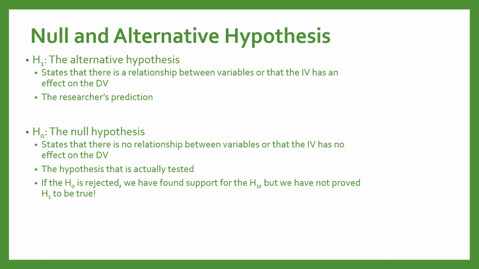Now, each hypothesis technically has two hypotheses attached to it. So one is the alternative hypothesis, and that is the researcher's expectation that there's some sort of relationship or difference between the independent variable and the dependent variable, right? The independent variable causes the dependent variable, or the independent variable predicts the dependent variable, or there's differences in the dependent variable based on different levels or conditions of the independent variable. So again, the alternative hypothesis is really the researcher's prediction.